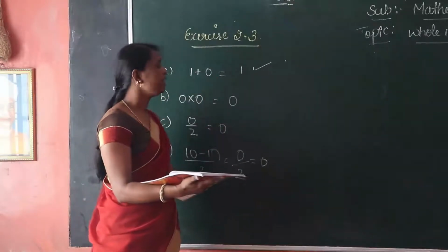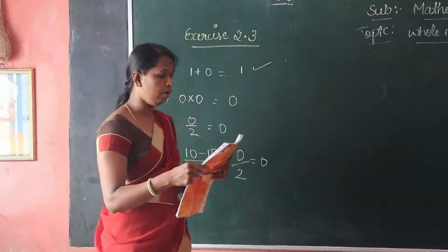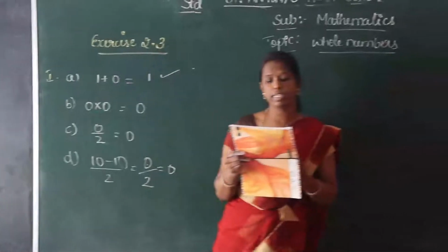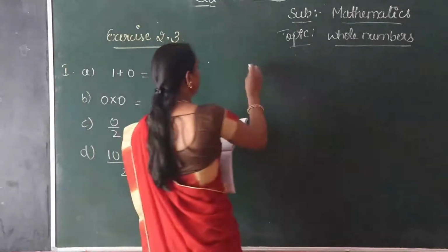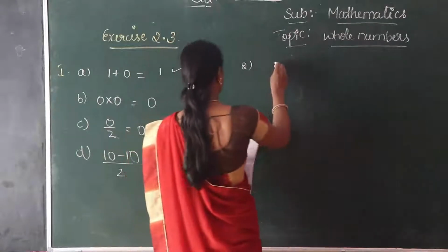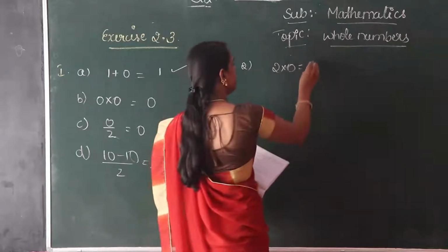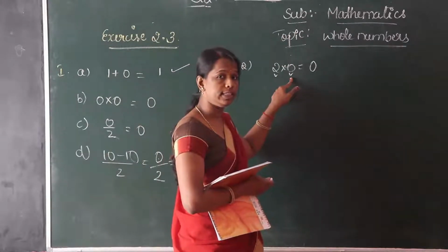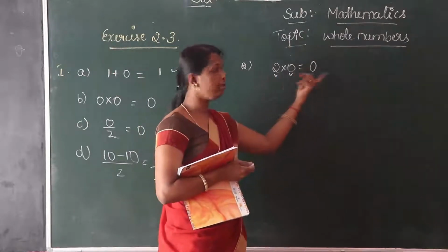Okay? Next, second one. If the product of two whole numbers is 0, can we say that one or both of them will be 0? Justify through an example. Anything which is multiplied by 0, you get 0. For the product of two numbers, I will take here 2 into 0. What's the answer for this? 0. Here 0 is a whole number, the smallest whole number. 2 is one of the whole numbers. Multiplying both whole numbers gives 0.